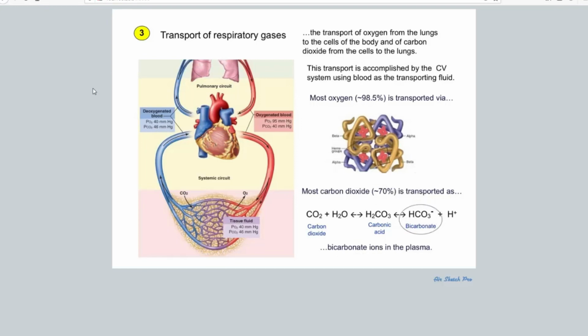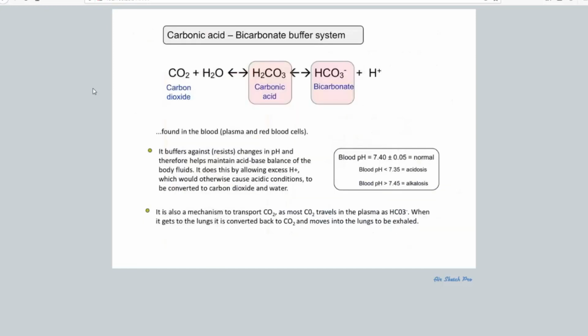And specifically what happens is that when CO2 enters the blood, enters the red blood cells, it combines with water, gets converted to carbonic acid, and that dissociates into bicarbonate and free hydrogen ions. And again, this is how that carbon dioxide is traveling in the blood, as bicarbonate.